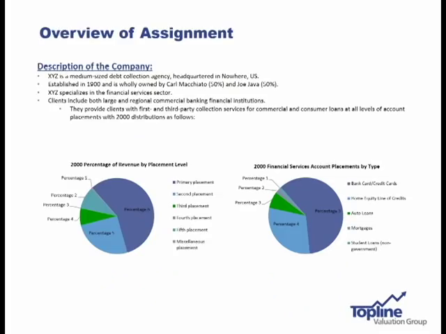We start this out with an overview of the assignment, and this tends to be just a general description of the company, where they're from, any shareholder ownership, and a couple graphs about the types of debt that they service, the types of placements, the industries that they operate in.